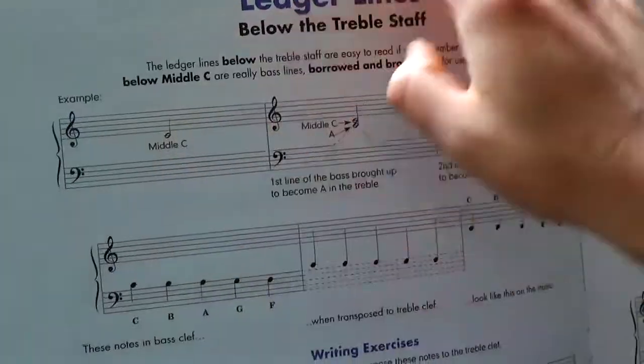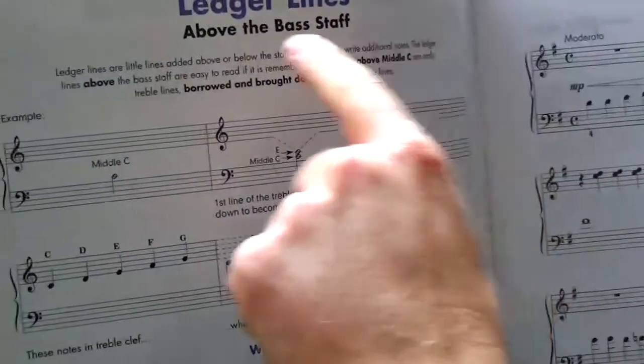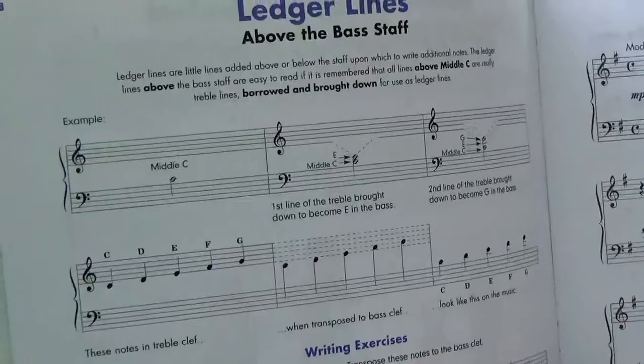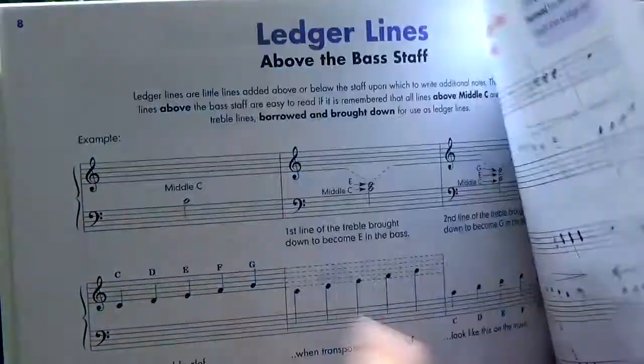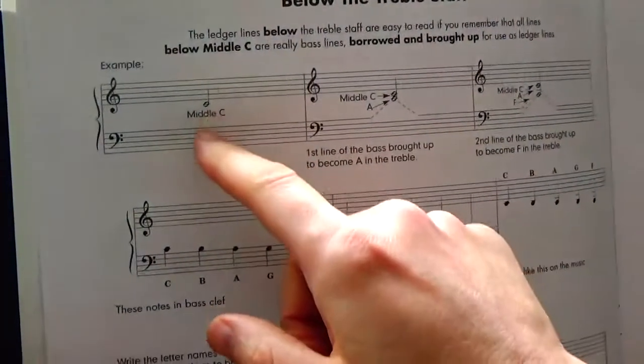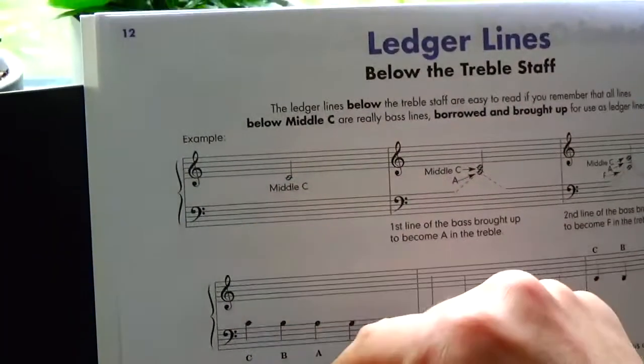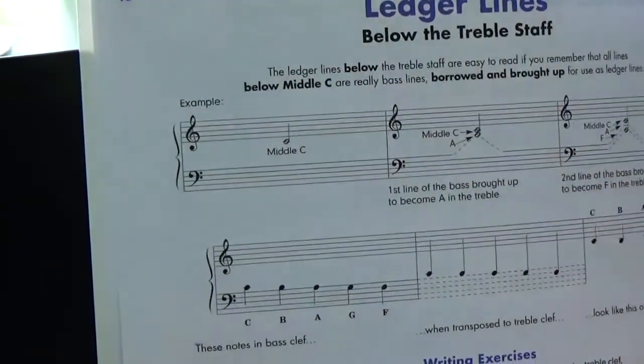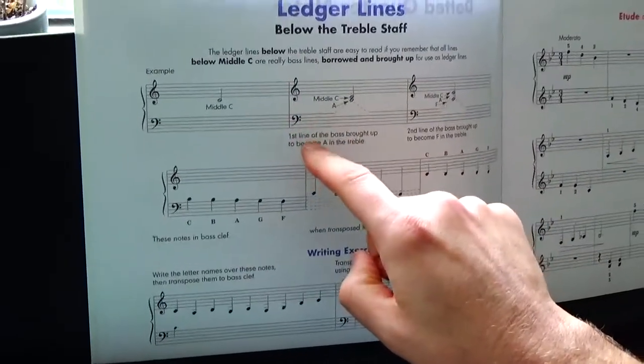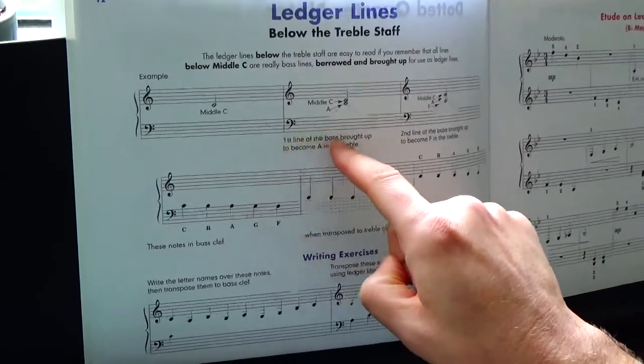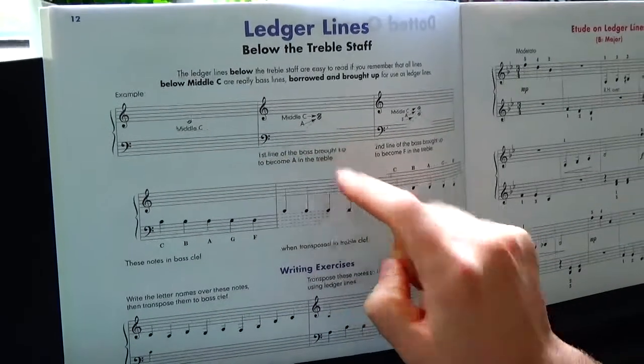As usual, he starts the same as he did in the previous one, page 8, where he explained the ledger lines above the bass staff. He started from the middle C in bass clef. This time he's starting from the middle C in treble clef. Then what is he doing? Let's read together. He is saying first line of the bass brought up to become A in the treble.